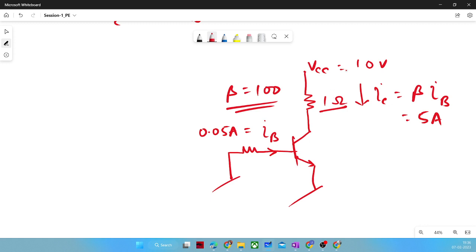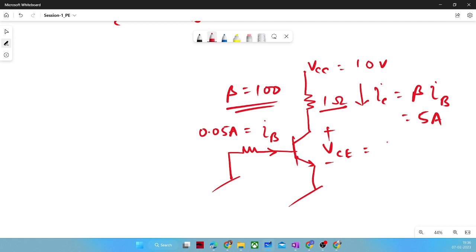So if this kind of thing is there, we give the control signal, that is IB, really small, 0.05 ampere, and it will lead to a high current in the collector since it will be multiplied with beta, a collector current of 5 ampere. Now see what will be the voltage across our transistor, VCE. How much will it be?